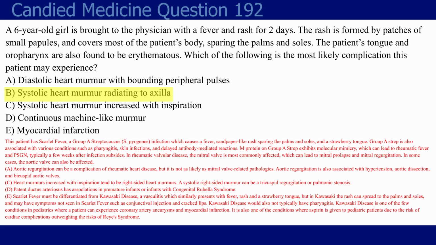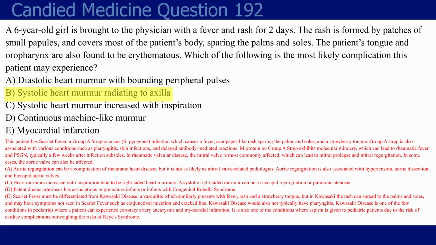More specifically, it's a holosystolic murmur, right? Now, those of you who are up to date with your rheumatic heart disease will also know that it can rarely affect the aortic valve as well. So we can look at choice A here, diastolic heart murmur with bounding peripheral pulses, referring to aortic regurgitation. Like I just said, it is possible in rheumatic heart disease to get aortic pathology, but it's obviously not the best answer choice here.